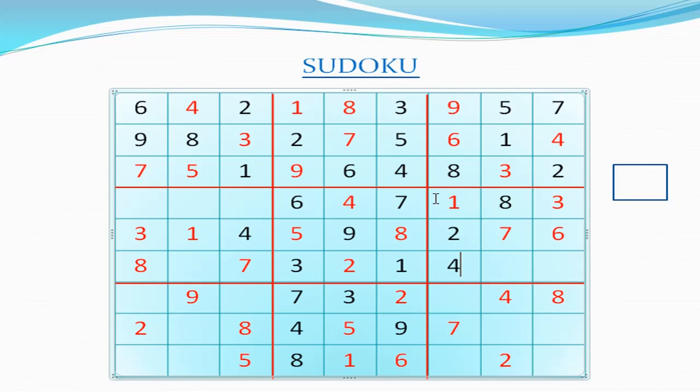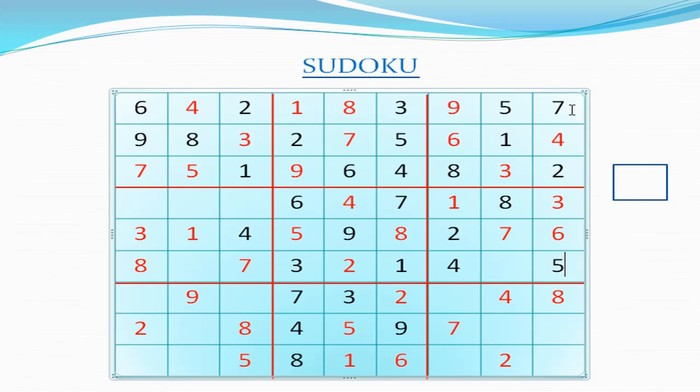Now 1 is there, 2 is there, 3 is there, 4 is there, 5. Shall we try to place 5? Let's see. Can I place 5 here? Check the column. 5 is already there. So I cannot place 5 here. Now I am left with just one tile. That is this. So 5.